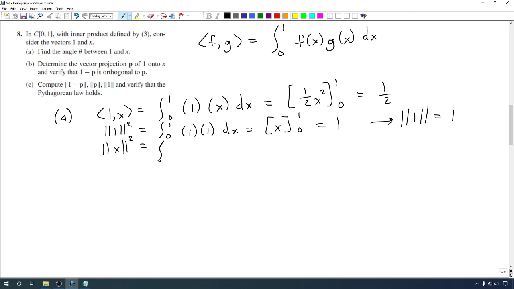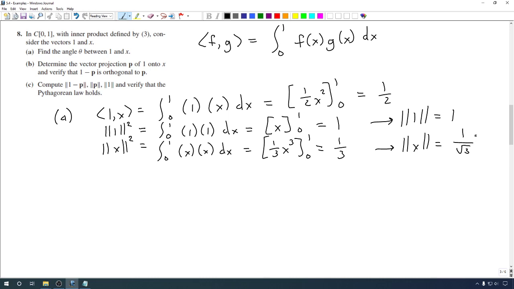Then we do the same thing for x. Remember, this time both f and g are x. So we're taking x times x. Or in other words, we're integrating x squared. The integral of x squared is 1/3 x cubed. Again, going from 0 to 1. We plug in 1, we get 1/3 minus 0. So we have 1/3 here. This time, taking the square root does matter. We get a 1 over the square root of 3. We could rationalize that, but it'll turn out to be easier if we don't do that.